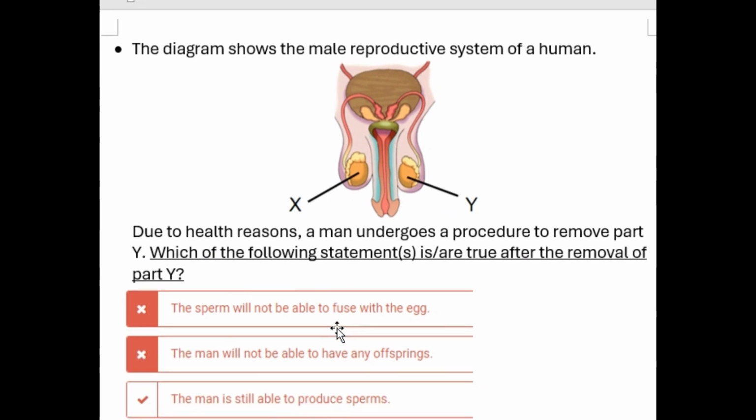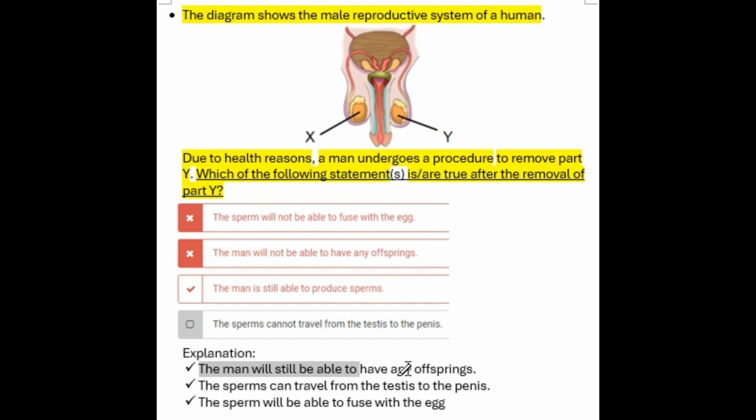The diagram shows the male reproductive system of a human. Due to health reasons, a man undergoes a procedure to remove part Y. Which of the following statements is/are true after the removal of part Y? The man is still able to produce sperms. Explanation. The man will still be able to have offsprings. The sperms can travel from the testis to the penis. The sperm will be able to fuse with the egg.